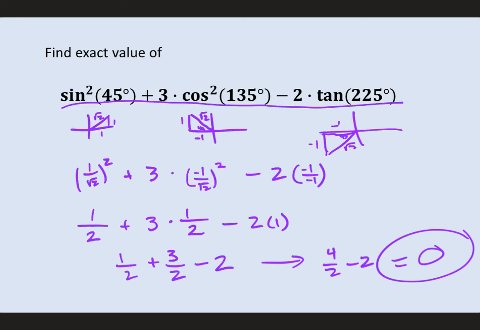So being able to evaluate these reference angles, 45, 135, and 225, as all being 45-degree angles in different quadrants with different things being positive and different things being negative, is what allows us to evaluate it. We figure out what they equal, then we apply the things like the squareds, the times 3, the times negative 2s, the combining of all those numbers together.